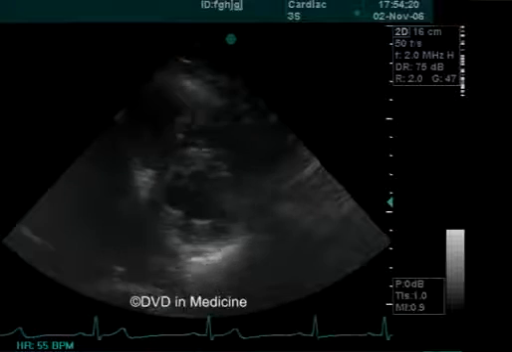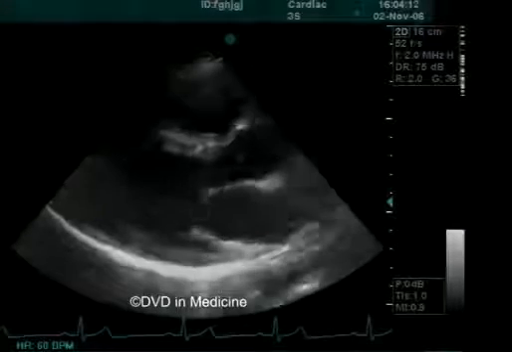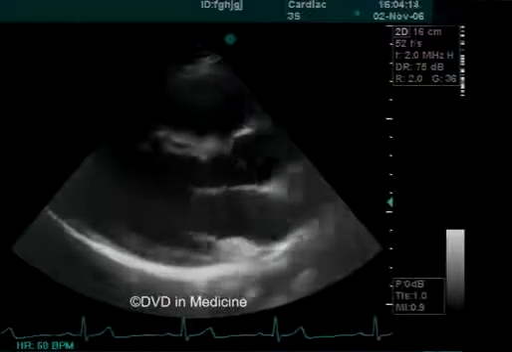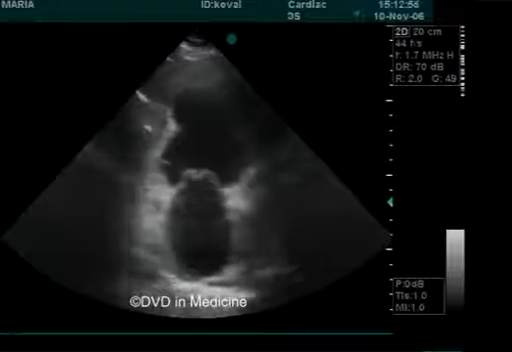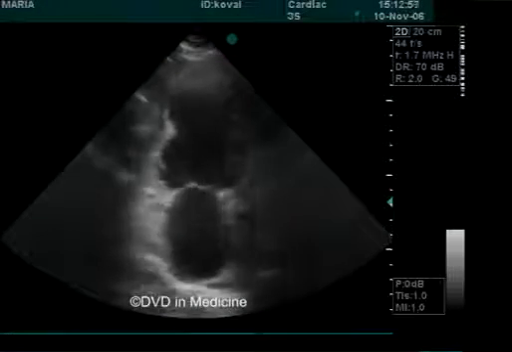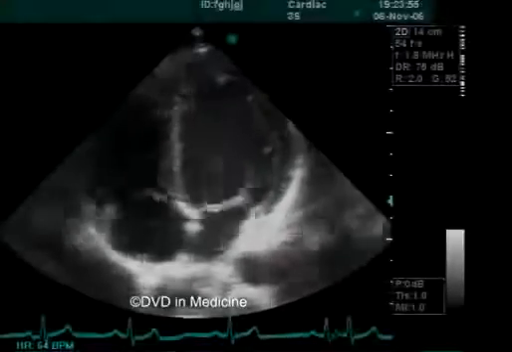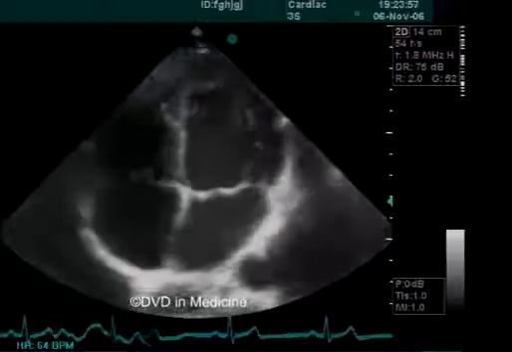When we use the parasternal long axis view of the left ventricle, we cannot see the apical third of the left ventricle in many patients. Thus, we must assess the contractility of the apex with the use of apical 2 and 4 chamber views.